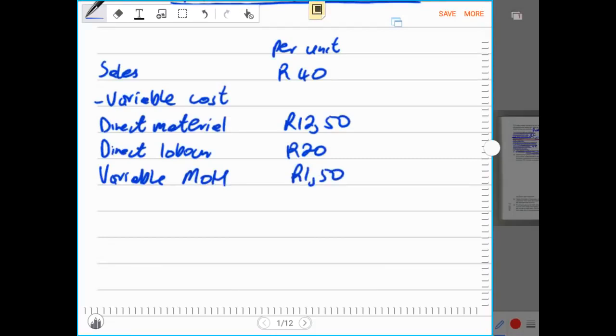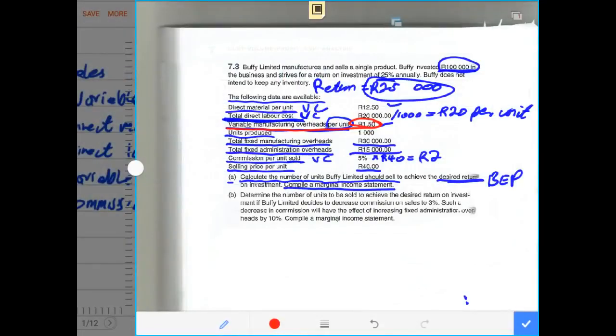Then remember, I said to you that sales commission, or commission, is a variable cost.